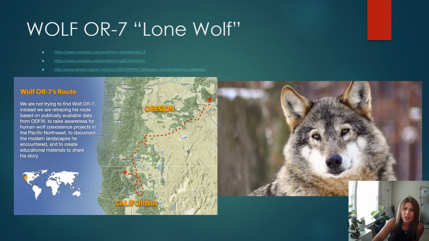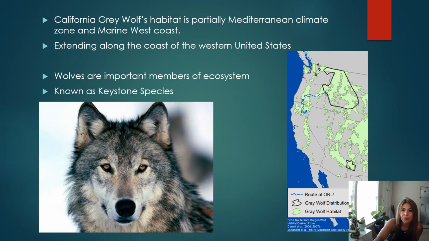Here's another picture. I mean, he has a whole documentary about him. They call him the Lone Wolf. He's OR7, and there's his little trip he took. Pretty cool story, I think. California gray wolf's habitat is partially Mediterranean climate zone down here, mostly marine west coast, I would say. Extending along the coast of the western United States.